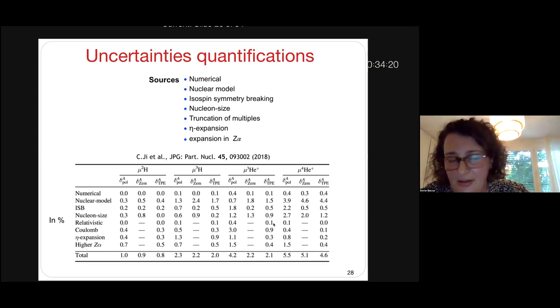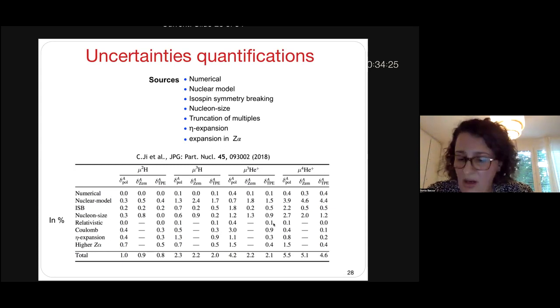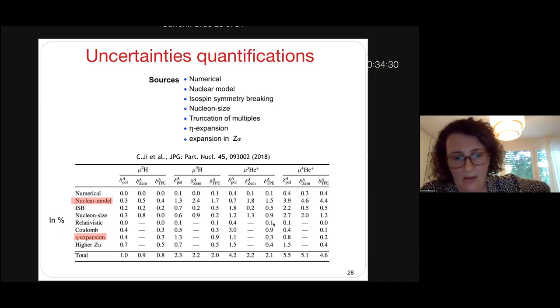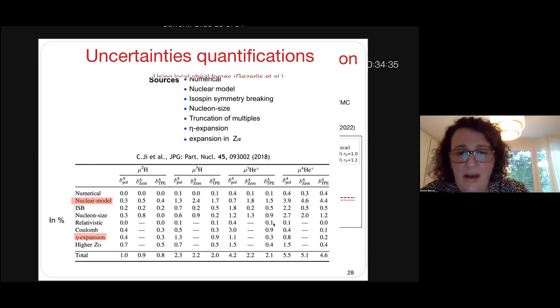There is a list here, and in the table you can see the percentage effect on every one of these muonic atoms. So I want to just spend a few more words on the nuclear model, how we try to do it better. And then if I have time, the eta expansion, otherwise I skip that.